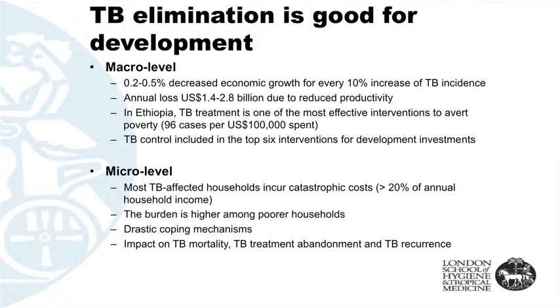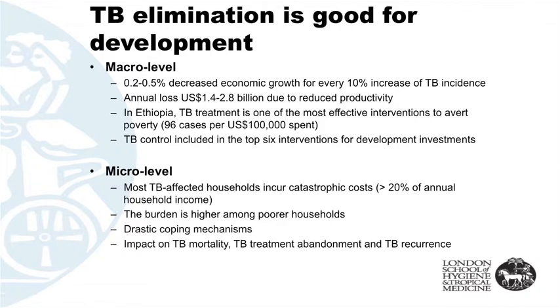A recent study from Stéphane Verguet in The Lancet in 2015, I think, showed that in Ethiopia, TB treatment was proven to be one of the top interventions, not only to reduce mortality, but also to avert poverty, with about 96 cases of poverty averted for every $100,000 spent on TB treatment. And in a less scientific way, The Economist put TB among the top interventions, the best investment in order to achieve development.